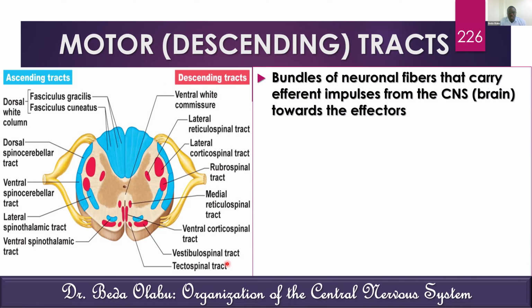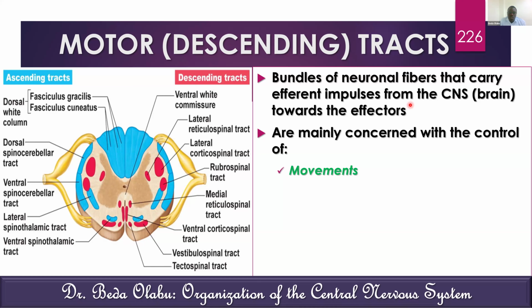So we've agreed that tracts are axonal bundles, but now descending tracts are bundles of axonal fibers that carry efferent impulses from the central nervous system towards the effectors. In this case, the central nervous system is the brain. That's what we're talking about. So they carry impulses from the brain towards the effectors.